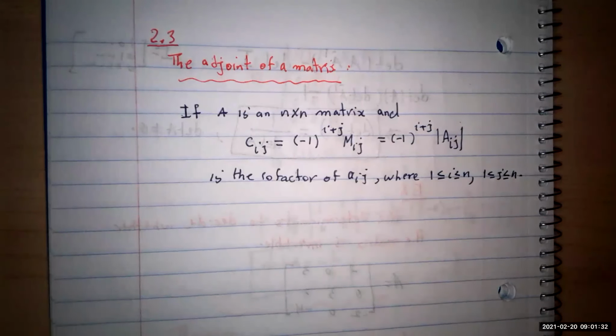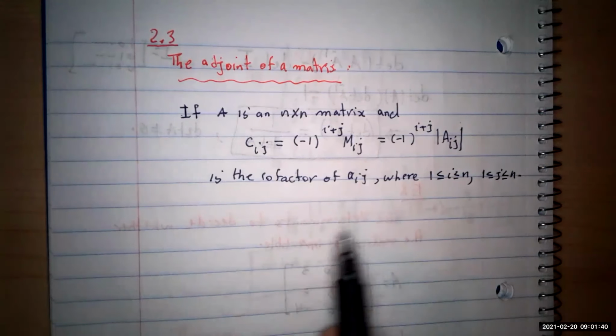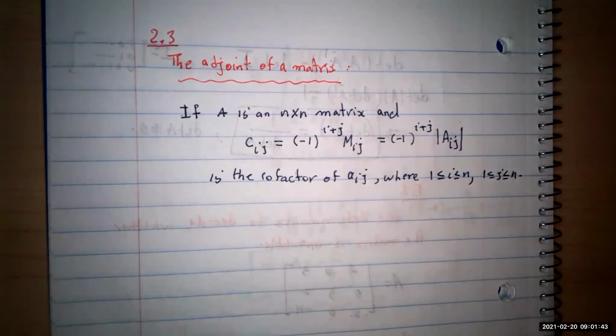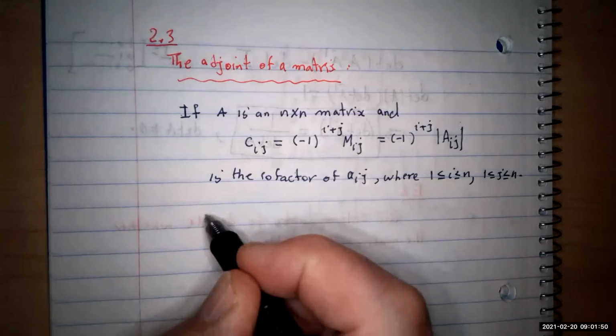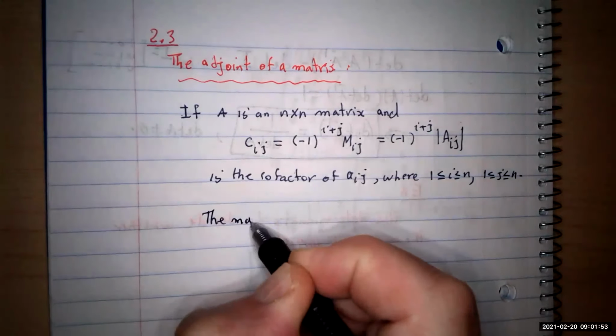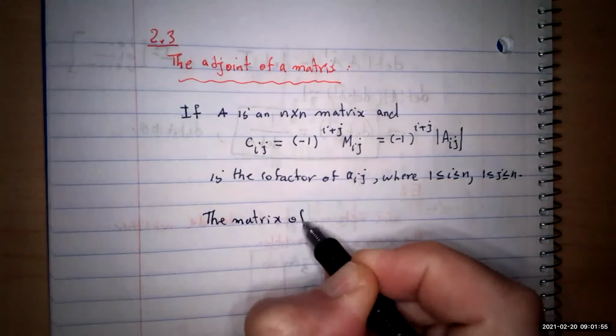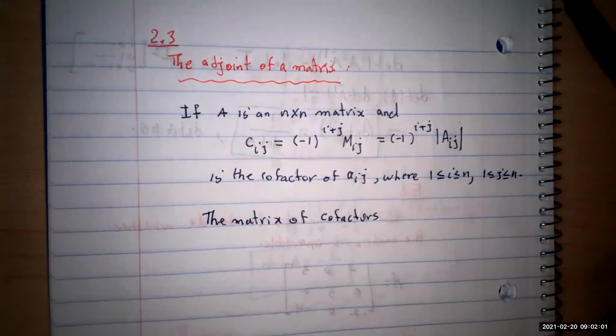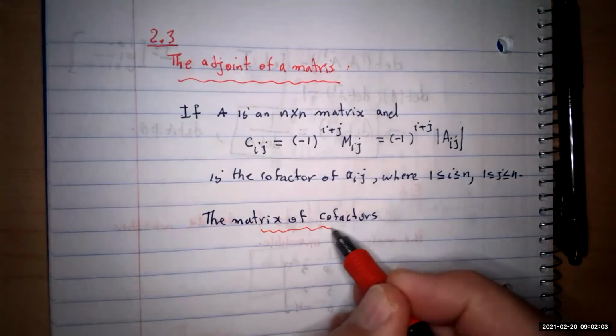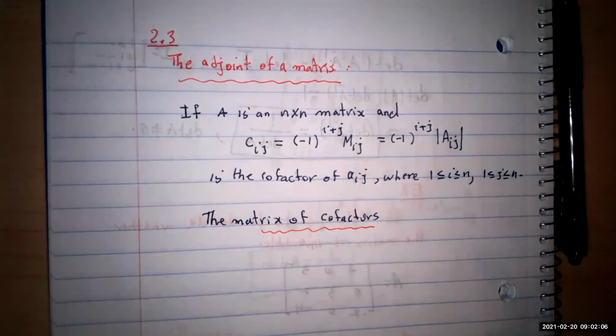Now we are going to introduce a new matrix. This matrix is going to be called the adjoint matrix. Now the new matrix, the matrix of cofactors. We put these cofactors as entries of this matrix, the matrix of the cofactors.